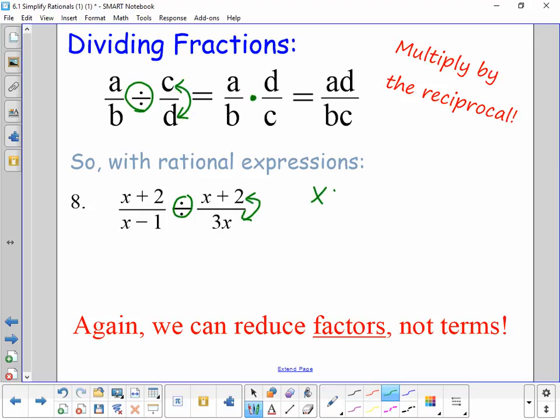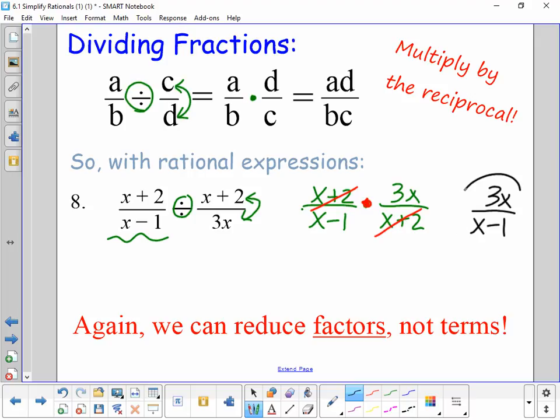So this would become x plus 2 over x minus 1. This is my first expression here. And now it's times, the 3x is in the numerator now, and the x plus 2 is in the denominator. But it is times now. I see sometimes people leave that division symbol there. When you divide, it's the same as multiplying by the reciprocal. So it is multiplication now. And then the rules would be the same as before. We could reduce this factor of x plus 2 to get a final answer of 3x over x minus 1.